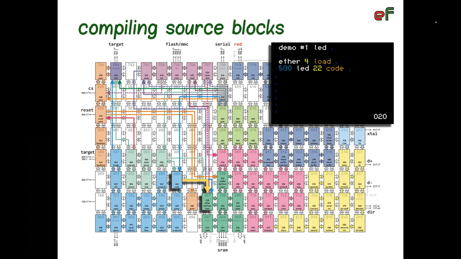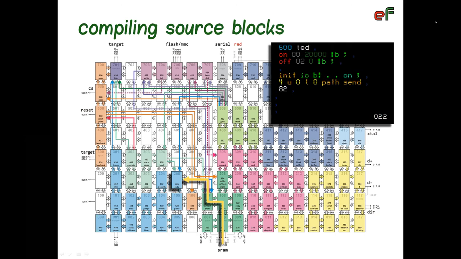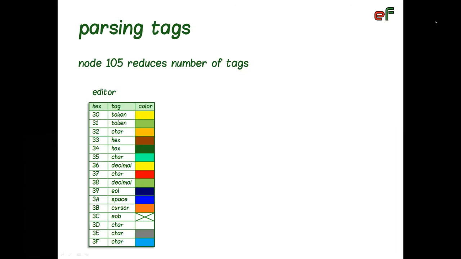When asked to compile a source block, the compiler requests this block from the SRAM module, which reaches into memory and sends the block content to node 205. In this node, individual symbols are extracted from the source and sent to the parser in node 105. The first thing the parser does is reduce the number of tags. Out of 16 tags, only a few are relevant for compilation.